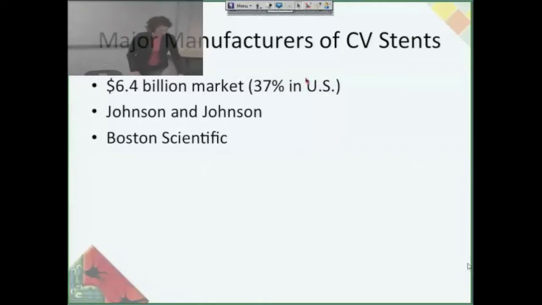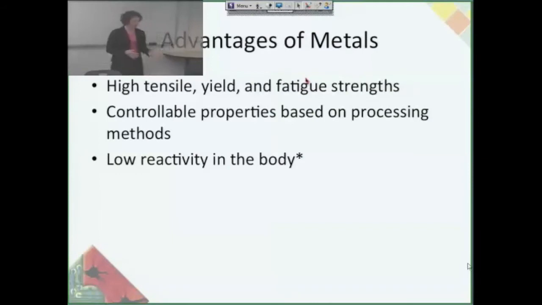Okay, so why do we use metals in biomaterials?